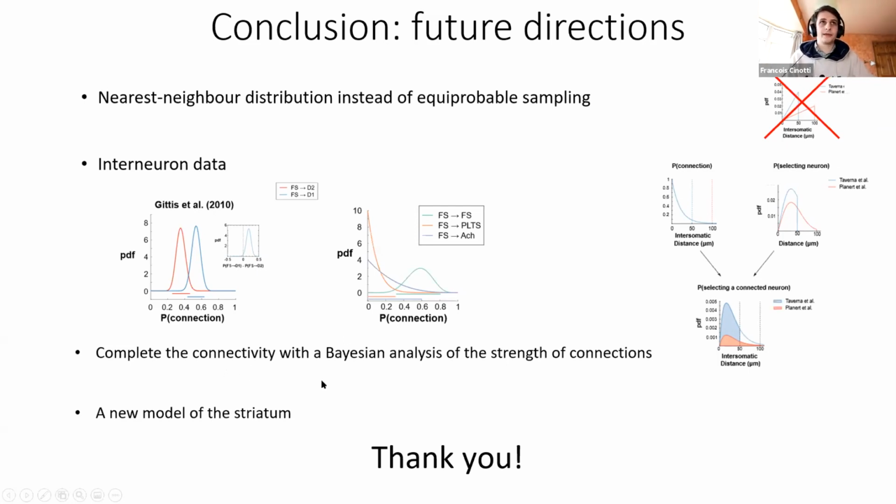Thirdly, what we're going towards right now is a connectivity map of the striatum, but we'd like to complete it also with a Bayesian analysis of the strength of connections. So for instance, Taverner found that D1 connections are relatively rare, but in addition to this, they're also relatively weaker than other types of connections. So this is something which we could treat with a Bayesian analysis using, I suppose, a Gaussian prior. So this is not done at all. This is really out there.